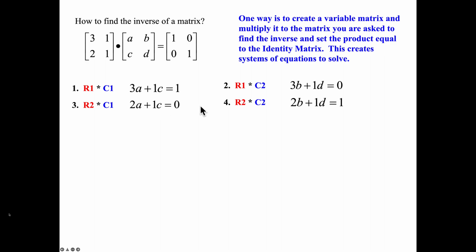We're going to solve them both at the same time using the elimination method. So here, 1C, 1C, 1D, 1D. Literally subtract the two equations. 3A minus 2A gives us 1A. 1C minus 1C cancels, 1 minus 0 is 1. 3B minus 2B is B. The D's cancel, 0 minus 1 is negative 1. You just solved for A and B.